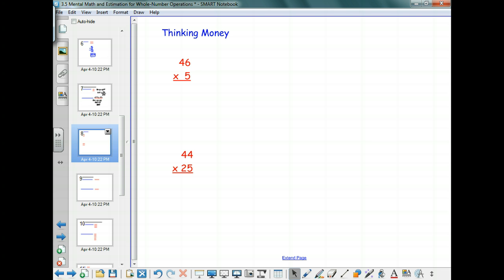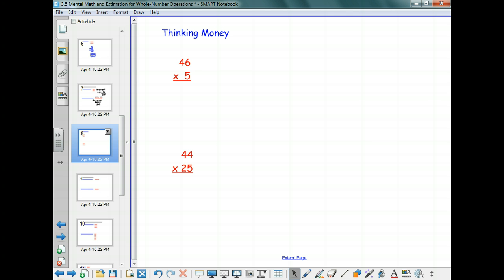We're going to think about money. Do you like money? Whether you really think about it much or not, you think in money a lot. I think in money a lot. So if you take a look at 46 times 5, how could you use this idea to think in money? What's that? I don't want to round. I want to give the exact answer. It's like 46 nickels. Everybody with me? What's 5? It's like a nickel.